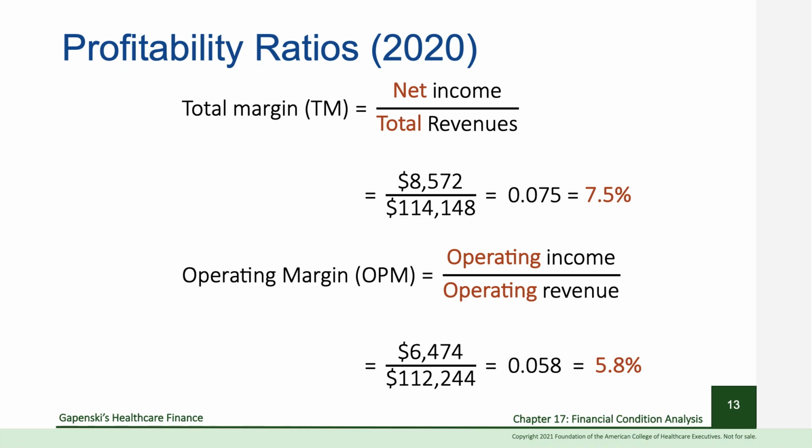Operating margin focuses on core business activities and it removes the influence of financial investment gains and losses. So it only considers the patient care activities. It does not consider the profitability that you are getting from investing in stocks or land or building or anything like that. So here you can see that for 2020 Riverside Memorial Hospital has a total margin of 7.5%, and an operating margin of 5.8%.